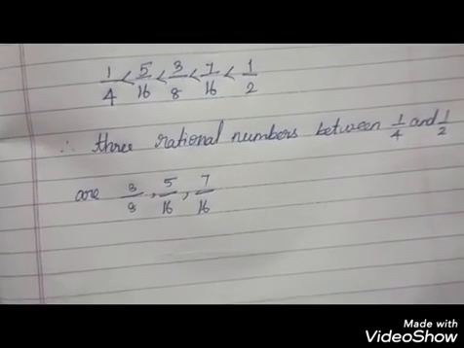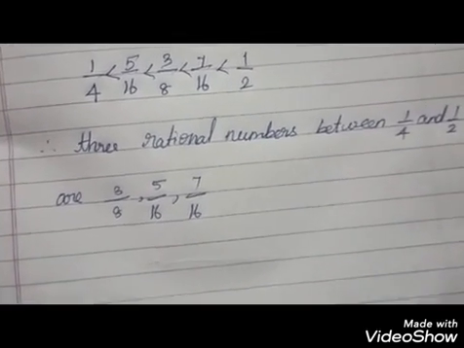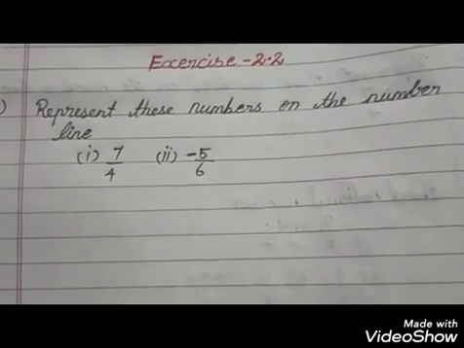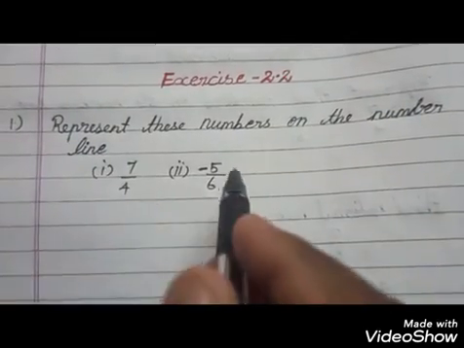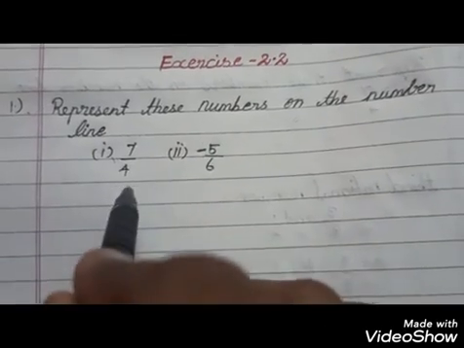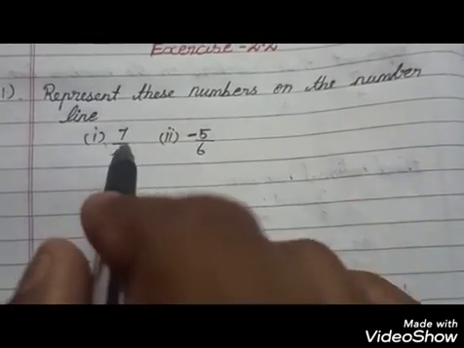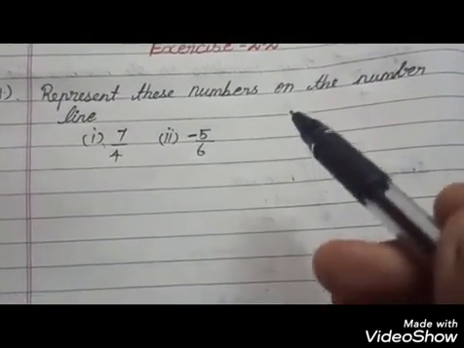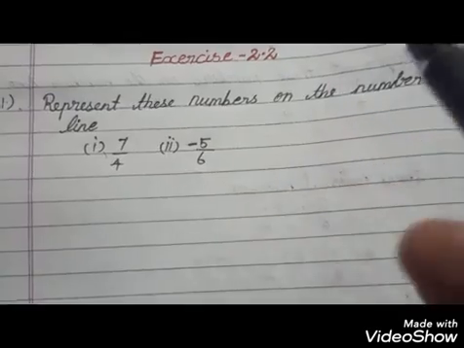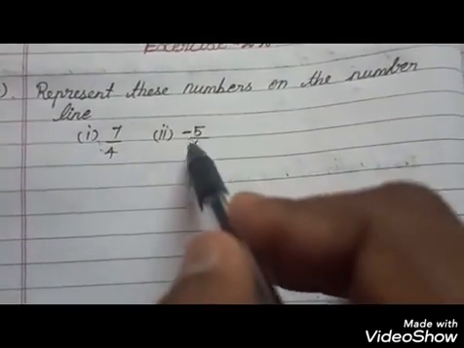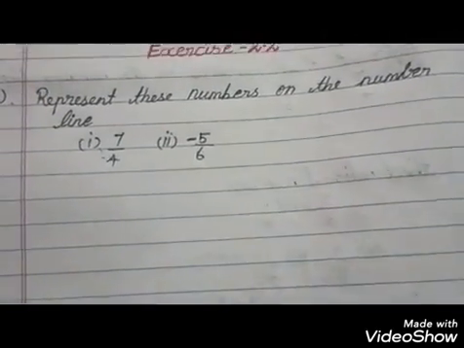Next we move on to the exercise sums. Exercise 2.2, the first question: represent these numbers on the number line. Here two questions are there, so in the first question, two parts are there. For this question you need to draw the number line separately for the first one and second one. If the numbers are given continuously in the same question, you should show all the numbers on a single number line. But they have given 1 and 2, so you should use two number lines to represent these two questions.